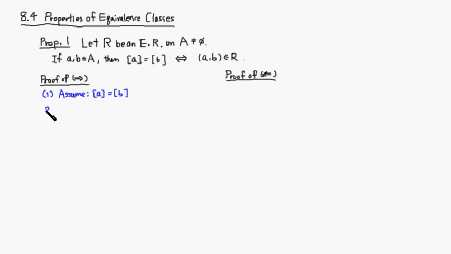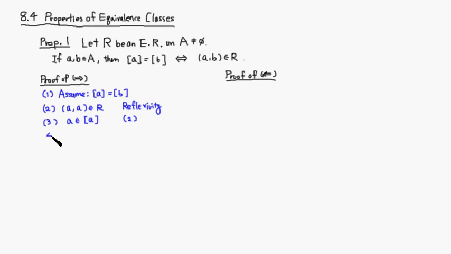So two. Since we know that A is related to itself, because an equivalence relation must be reflexive. So this is reflexivity. We know that A is related to itself. Since A is related to A, A is an element of the equivalence class represented by A. So we know that A is an element of the equivalence class represented by A. That comes from line two and the definition of equivalence class.